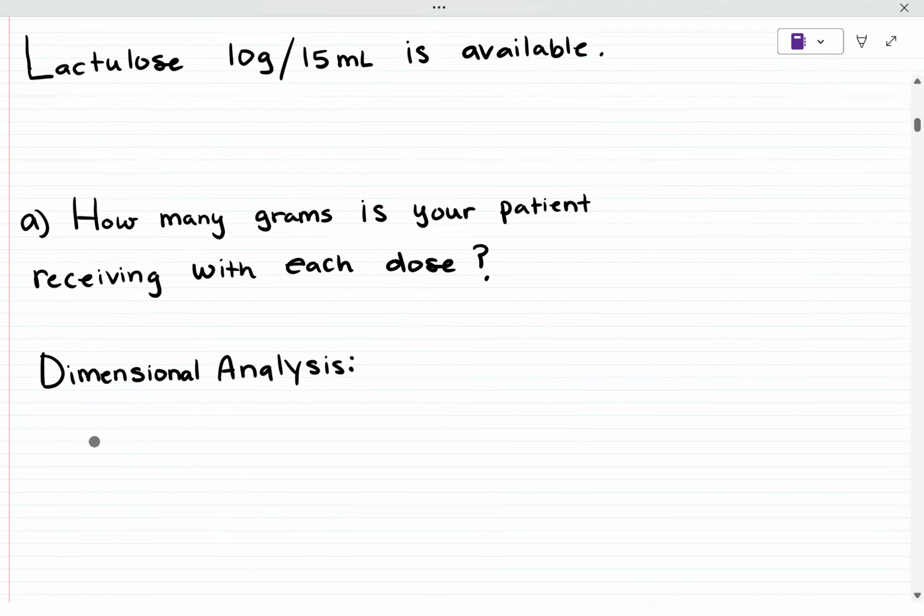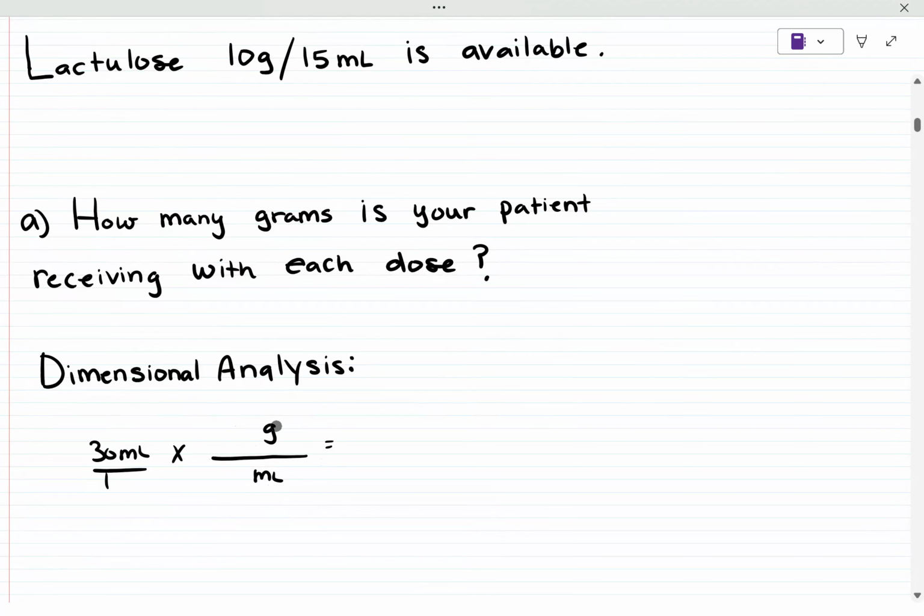So we started out with 30 milliliters, and then our availability was 10 grams per 15 milliliters. Do we need to do a double conversion? No, because it's already in milliliters, so we don't have to do a conversion. You put milliliters on the bottom and grams on the top, because we want to know how many grams, so that's good.